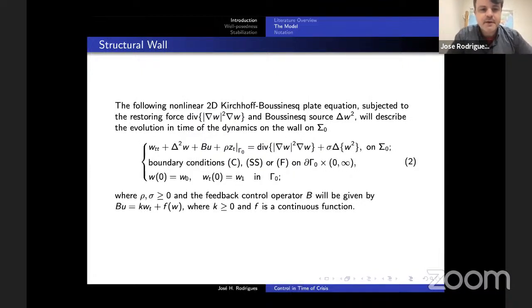The dynamics in the plate is given by the following plate equation. We have a 2D Kirchhoff-Boussinesq plate equation acting on the gamma naught portion of the boundary, which is the elastic wall. As we can see here, we have a feedback, which has the form of a damping term plus a nonlinearity F, which will be responsible for coping with both terms, which are this divergence here, and also this term which comes from the Boussinesq model.